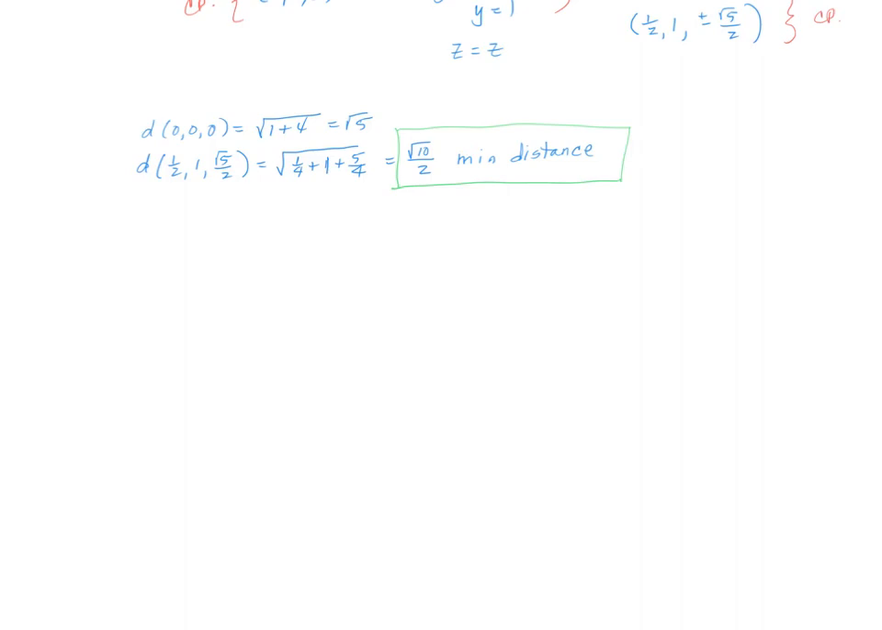So this is just one application of how we could solve an optimization problem in three-dimensional space. That's it for this section, and that's actually it for the material of this course.